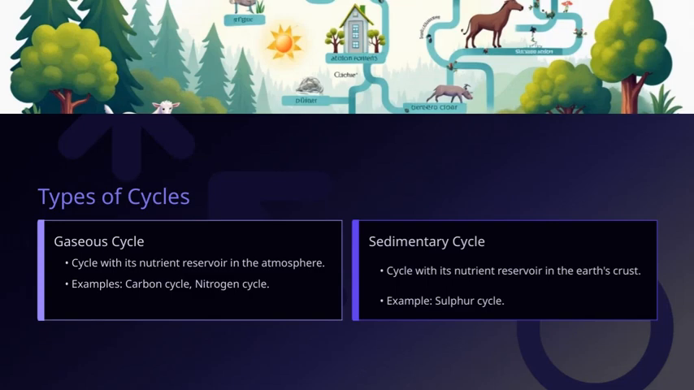Let's look at some examples of nutrient cycles. For instance, the sulfur cycle, which primarily involves the movement of sulfur through different parts of the environment.